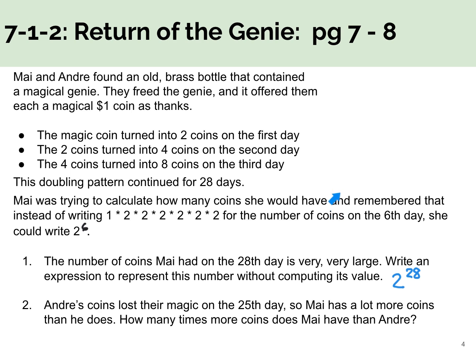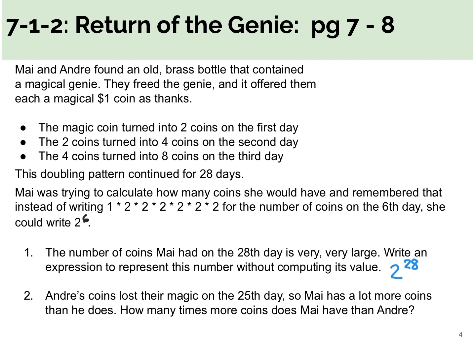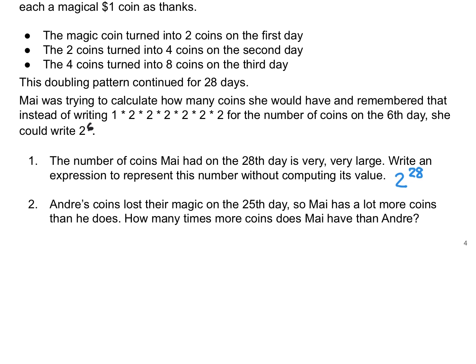All right, so if we look at it, let's make some room. Let's move this up. So Maya had 2 to the 28th, and then Andre had 2 to the 25th. If you look at it, we have 28 here and 25 here. There are 3 more 2s that Maya has. So she has 3 more 2s.